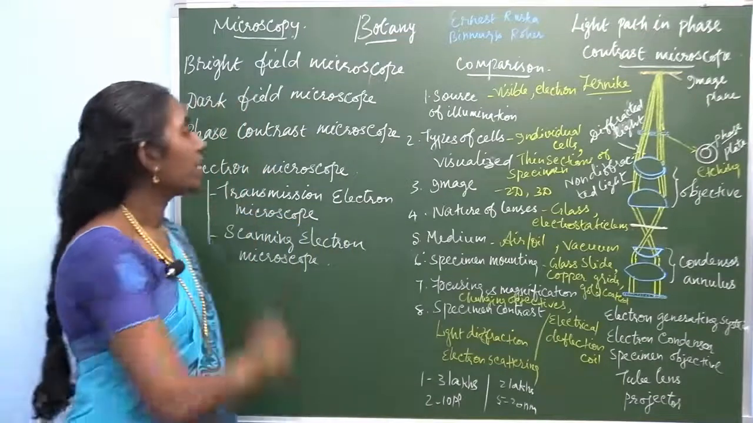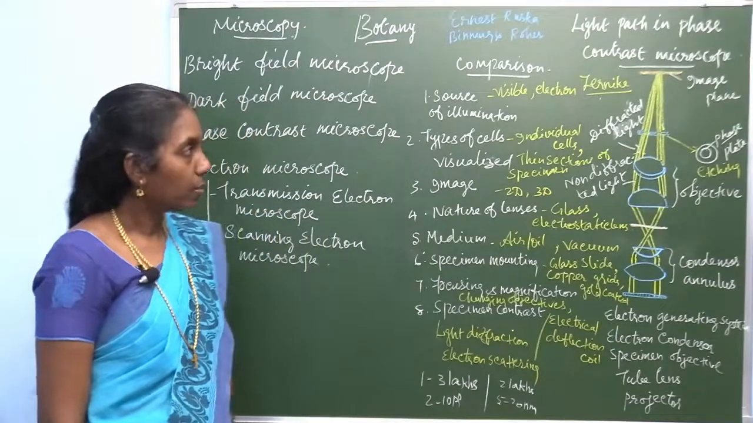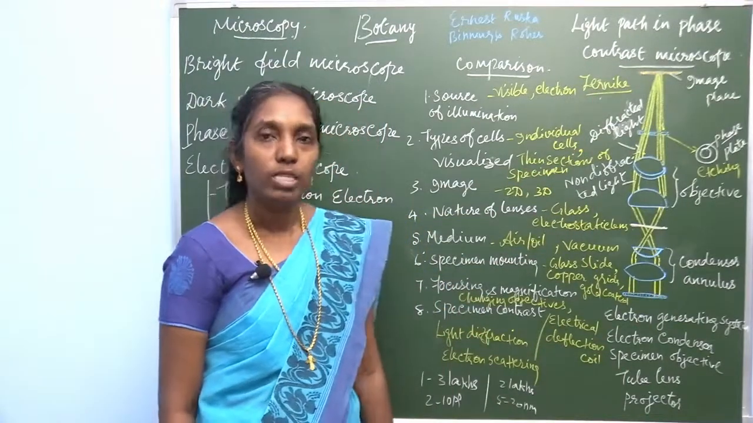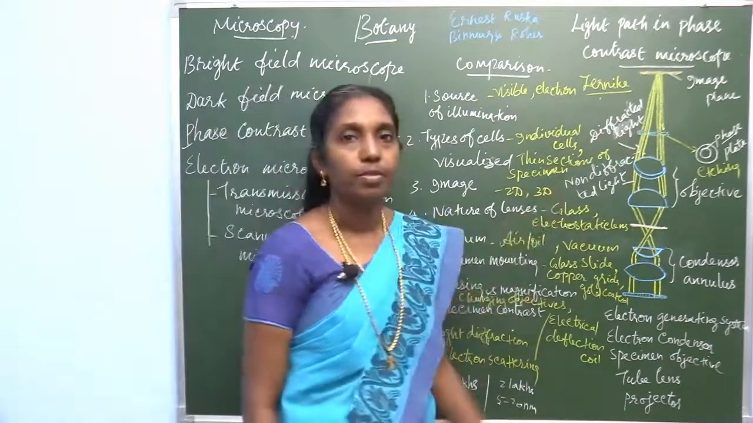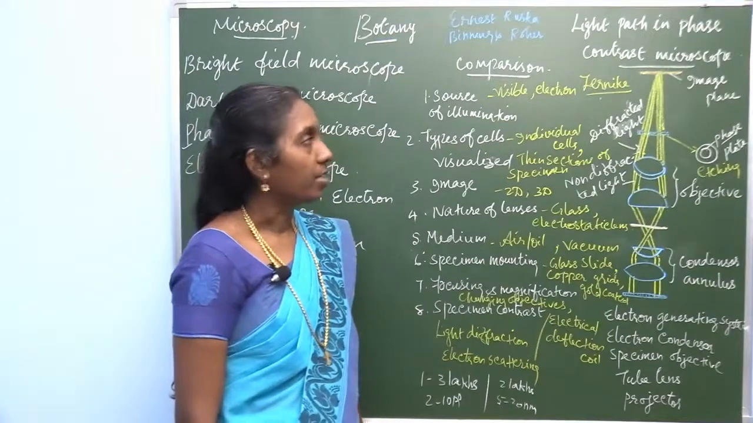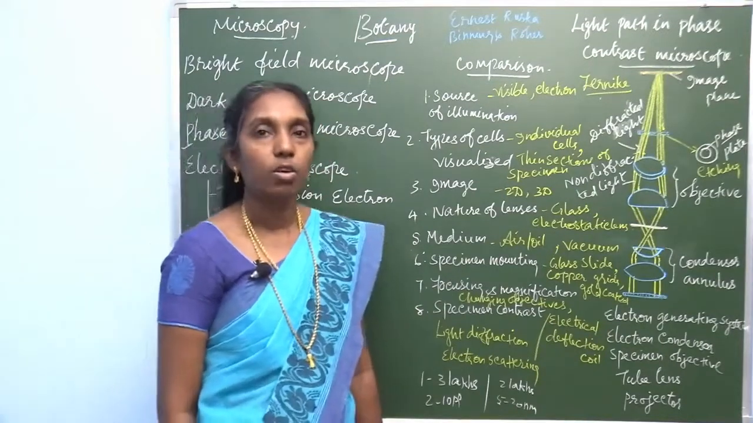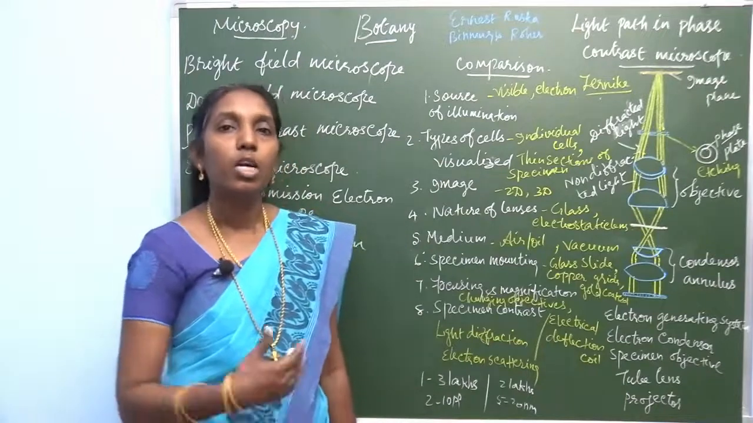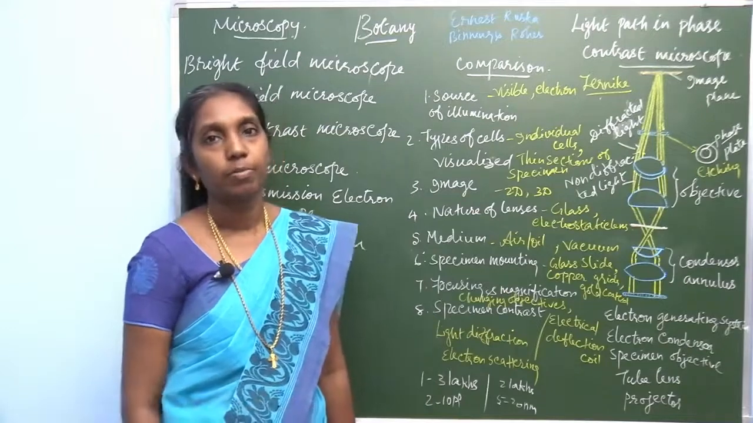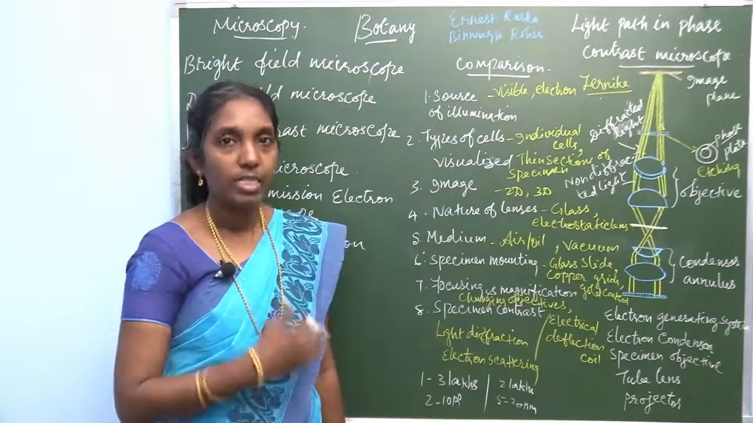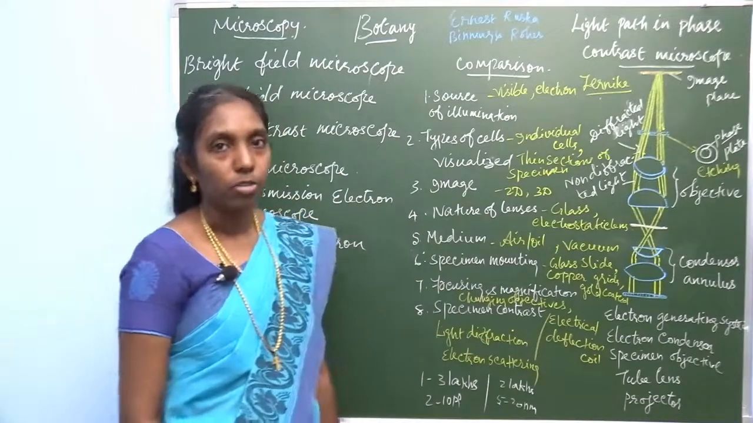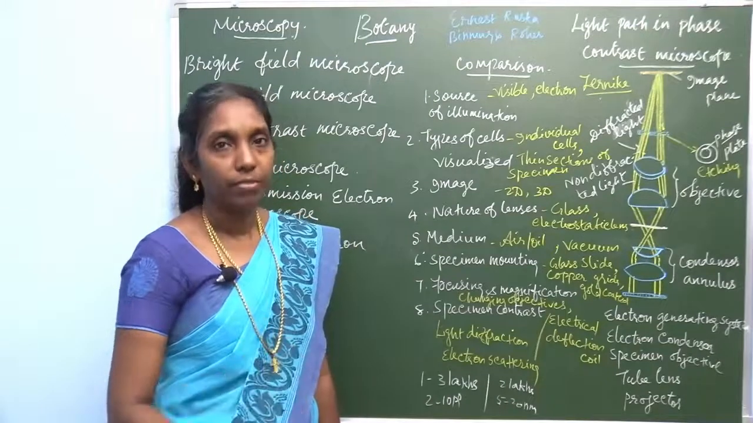Now phase contrast microscope. See, this is the light path in phase contrast microscope. It was invented by Zernike. The phase contrast microscope was invented by Zernike. This is the modification of light microscope with all its basic principle. Basically, the principle resembles the light microscope, that is bright field microscope, but there is a modification.